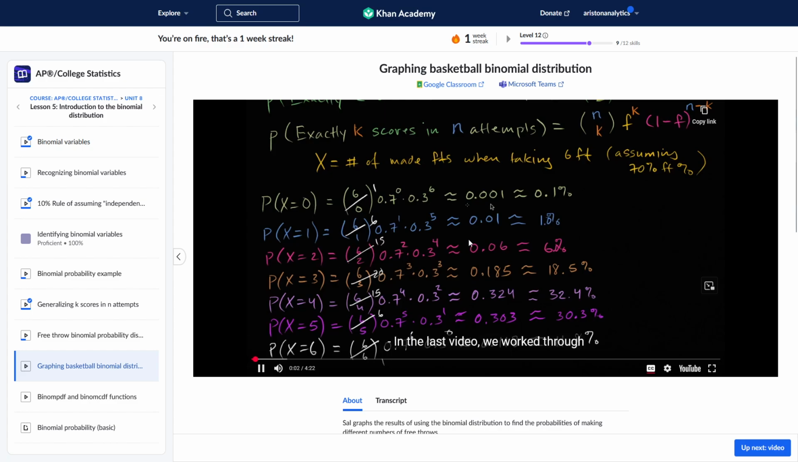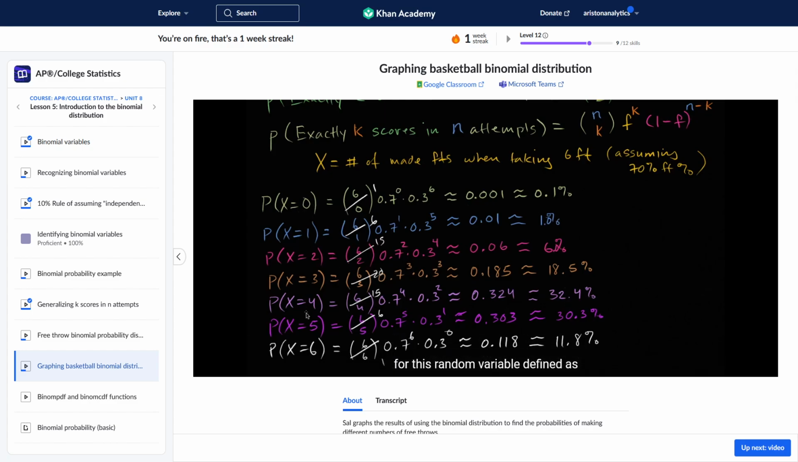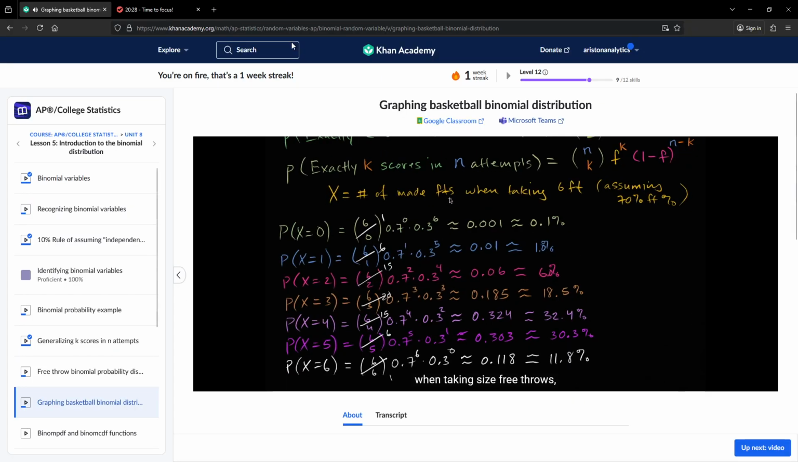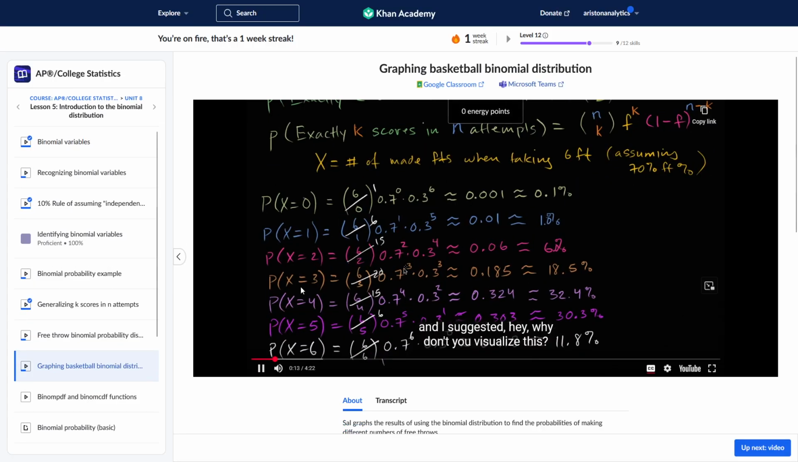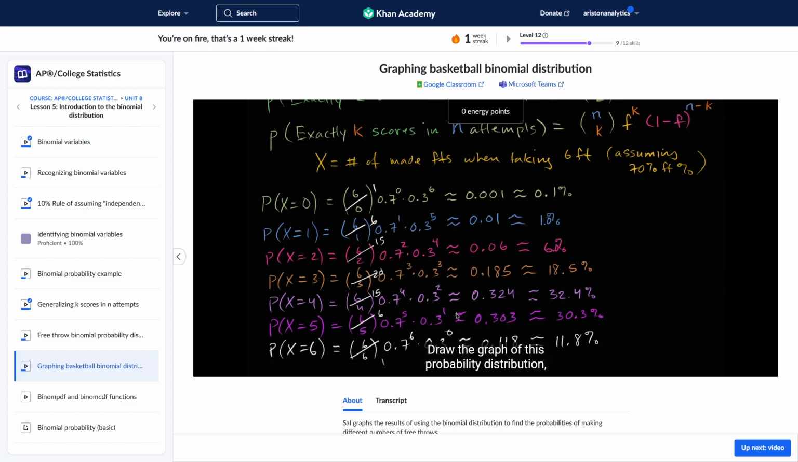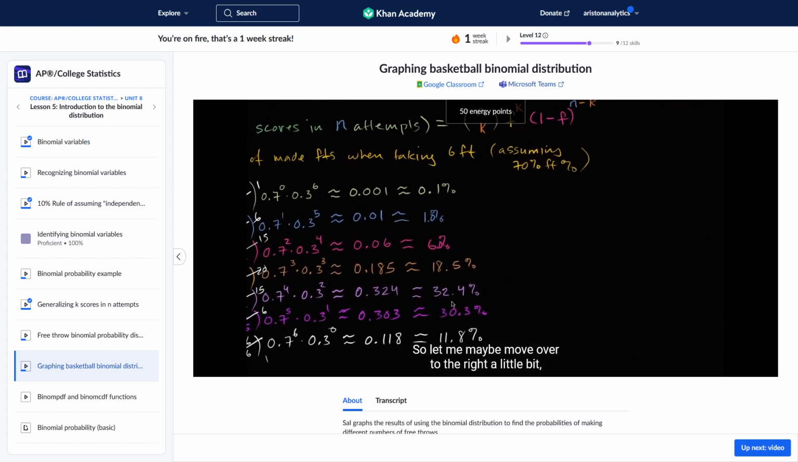In the last video, we worked through essentially the probability distribution for this random variable defined as the number of free throws you make when taking 6 free throws, assuming you have a 70% free throw percentage. And I suggested that, hey, why don't you visualize this, draw the graph of this binomial probability distribution. And when I thought about it, I said, well, I too would enjoy graphing it, and we might as well do it together, because whenever you graph these things, it makes it very visual, and you see the shape of a binomial distribution like this. So let's do that.